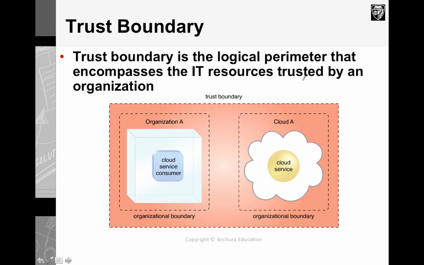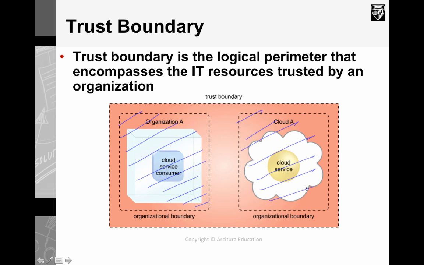It becomes important because you have organization A that has its own trust boundary. You have Cloud A that has its own trust boundary. And then you also have a trust that has to go across the two organizations. Because if you are a cloud consumer and you have services running within your organization that are going to be communicating with the cloud services provided by Cloud A, there is a shared responsibility that we have. That's a shared trust boundary. We'll talk more about this shared trust boundary as we go through.